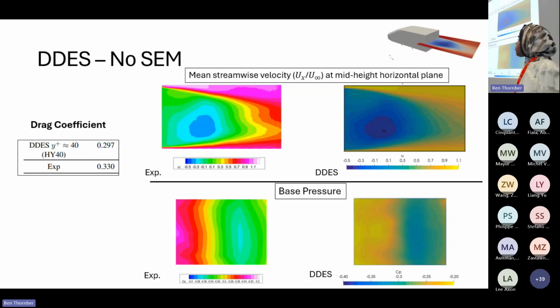Now, without the SEM, the synthetic turbulence, we compare the results of the DDES to the experiment. On the left is the experimental top view at mid-height of the mean streamwise velocity, compared to the DDES on the right, and we can see a good match to some extent. Similarly on the base pressure, the time average drag CD for our DDES results is less by 10% compared to the experiment. We'll accept that for now, and we'll see the results of the SEM now.